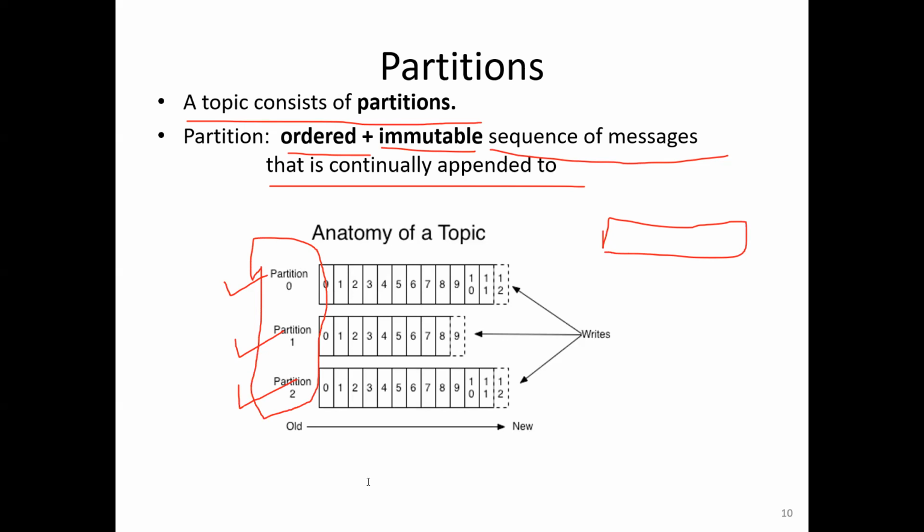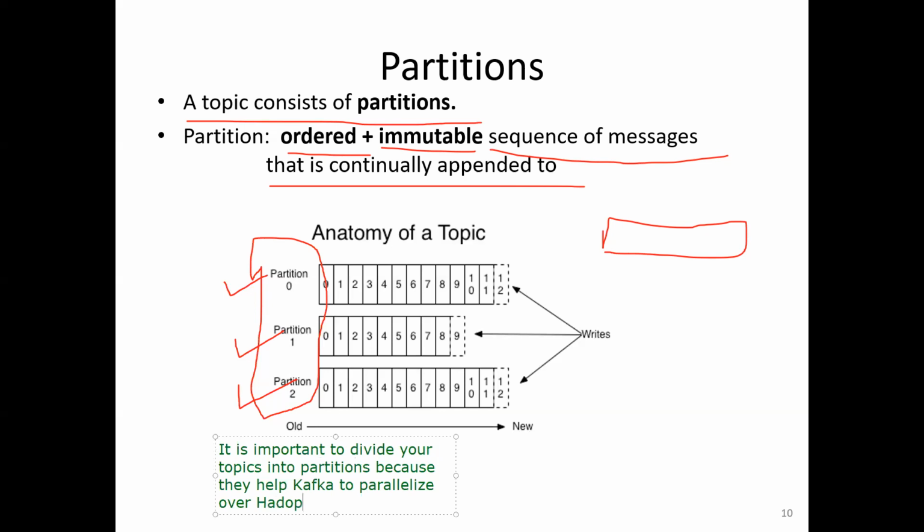I'll just write it down. It is important to divide your topics into partitions because they help Kafka to parallelize over the Hadoop cluster. Am I making sense? So this becomes simple. The same topic can be sent to node 1, this can be sent to node 2, this can be sent to node 3, okay, and if it is sent to node 1, its replica will be on node 2 and node 3, node 2's replica on 1 and 3, node 3's replica on 1 and 2. This is how it is. So basically it has more to do with parallelism, because if I give the data to Hadoop, it will work well when I'm able to distribute the data over a cluster. So in other words, I'll just write it down.